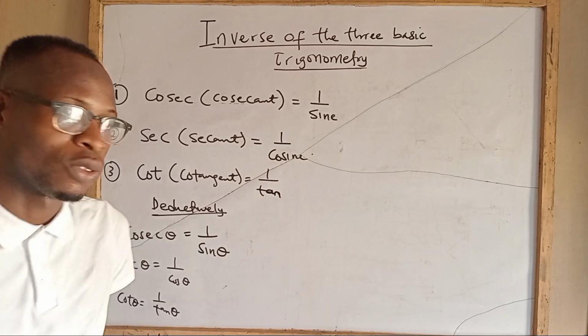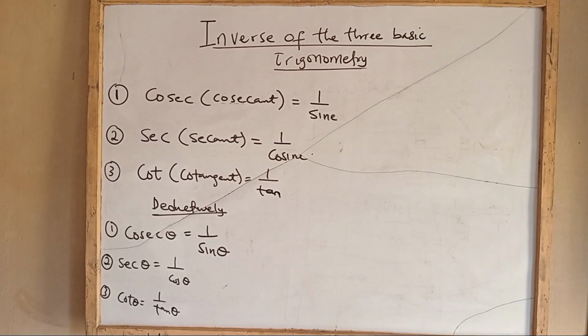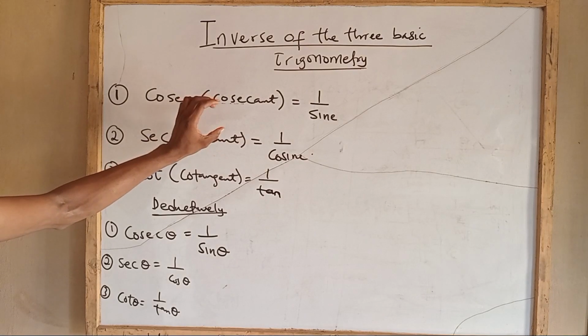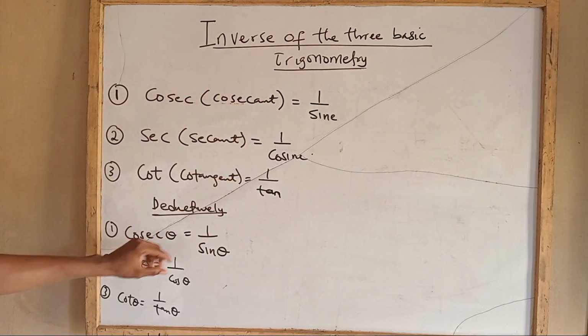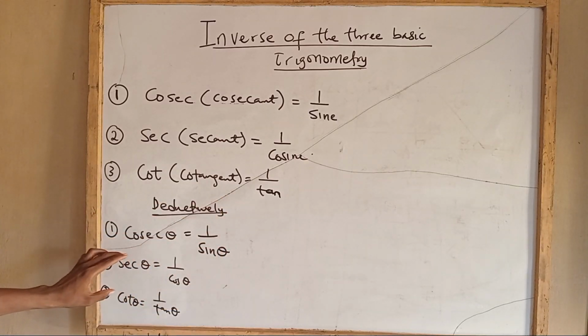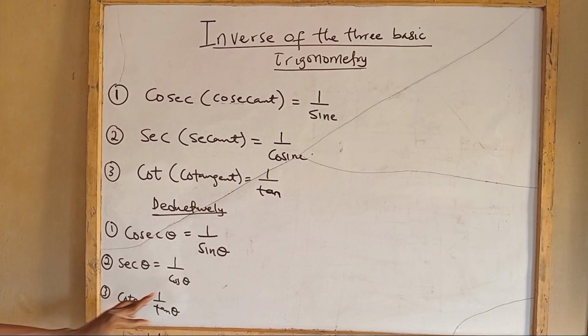You don't have to mind the space over there. I believe you can see. I said we are deductively taking our relation based on theta, the angle given. So cosec theta equals 1 over sine theta, sec theta equals 1 over cos theta, and cot theta equals 1 over tan theta.